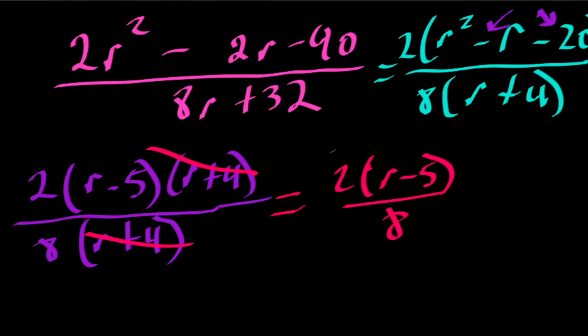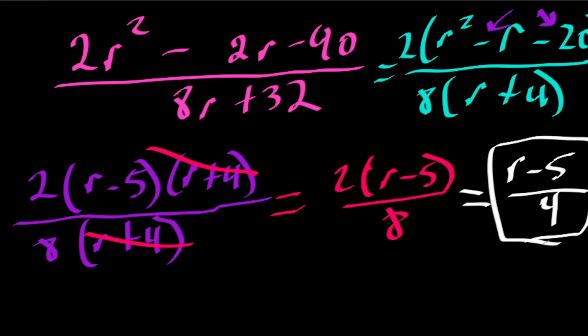Now, 2 over 8 can reduce because, once again, everything here is being multiplied. So if we break down 2 over 8, that would be what? 1 over 4. So we'd be left with r minus 5 on the top, 4 on the bottom, and this would be fully reduced. All right.